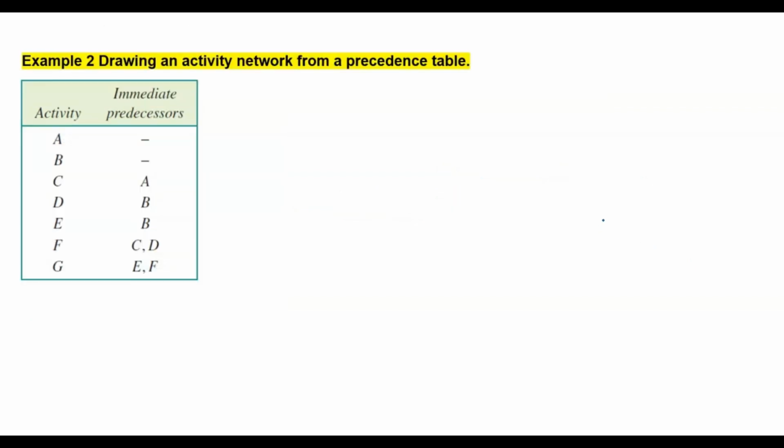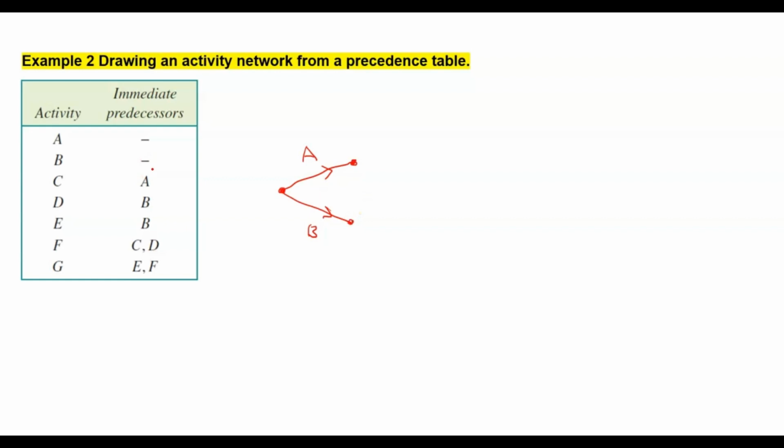So this is the second example that is about drawing a network from a precedence table. Again, as I said before, just to make sure you use a pencil, it's much easier. So activity A and B, they don't have immediate predecessors, so we start with those. So that means activity A there and activity B there, and you put a node there, another node up there.